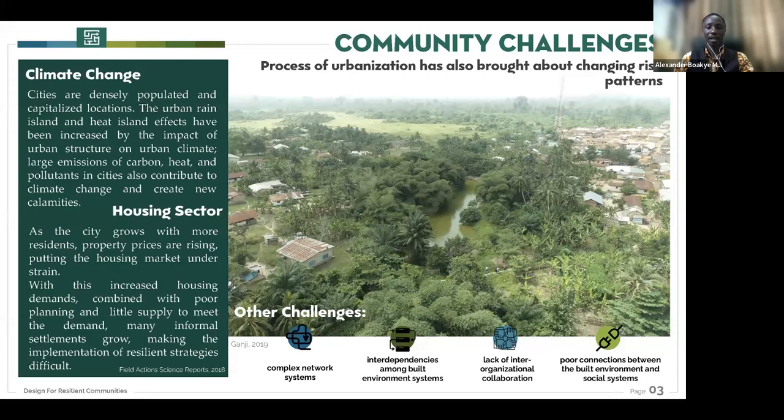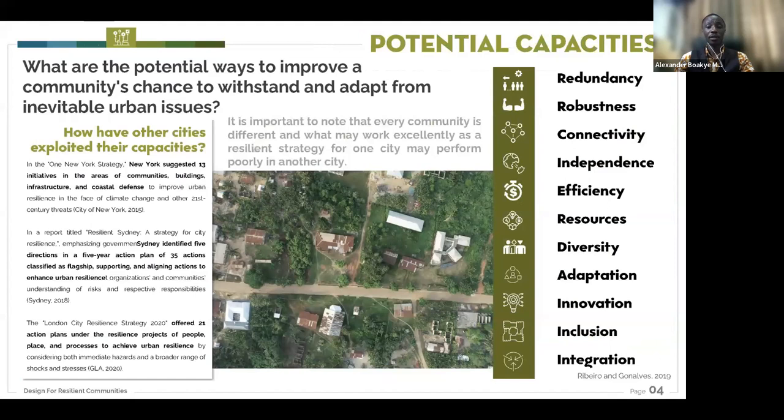And the next slide, the potential capacities that we have identified that can help is trying to increase the redundancy, robustness, and also make sure that there's connectivity within the system. New York, London, Sydney, all these communities have different systems, or different capacities that they've exploited to make sure some of their areas can become resilient. But it's very important to know that every community is different, and what may work excellently in one particular community as a resilient strategy may not perform exactly in another situation.